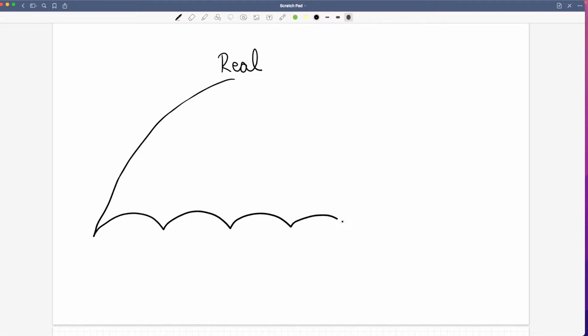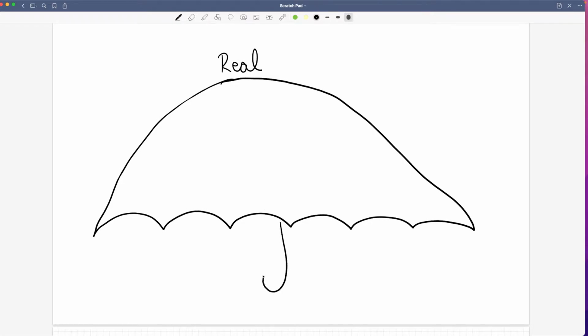Let's talk about subsets of the real numbers. So we know we have the real numbers. All numbers are real numbers, right? So we have this umbrella. It's not a really great umbrella, but it's what I got. So we have this umbrella system, and real numbers are a part of the umbrella system.